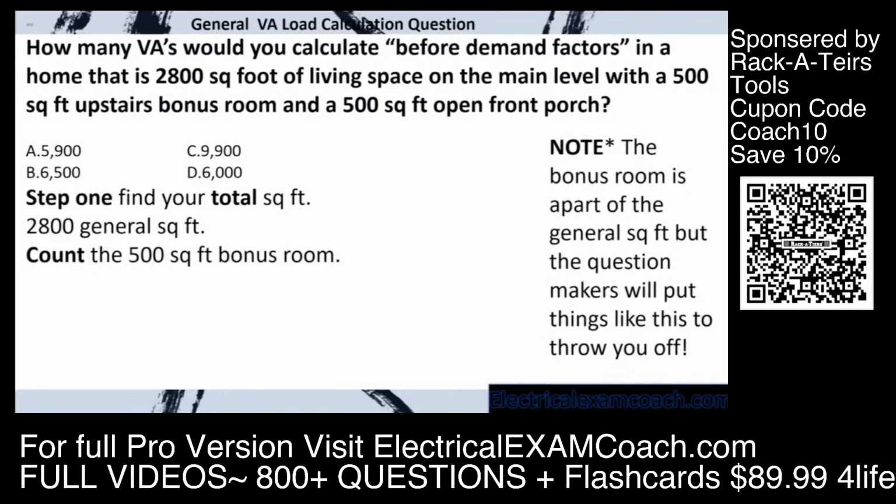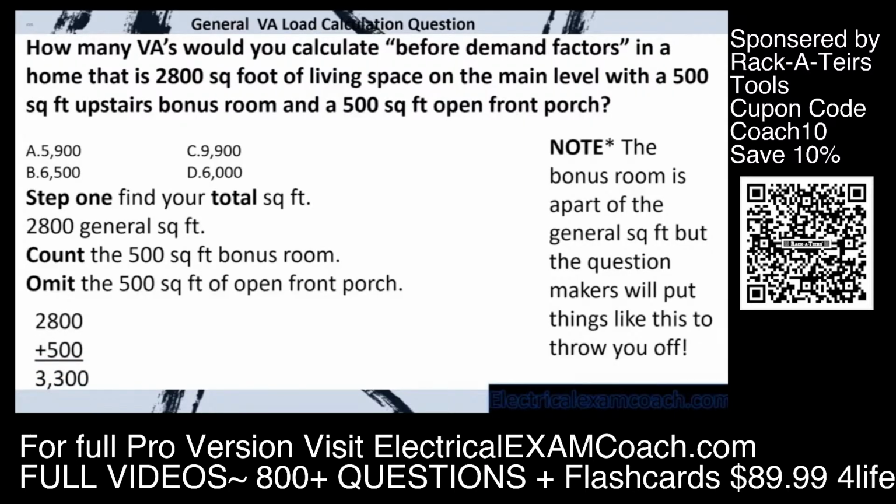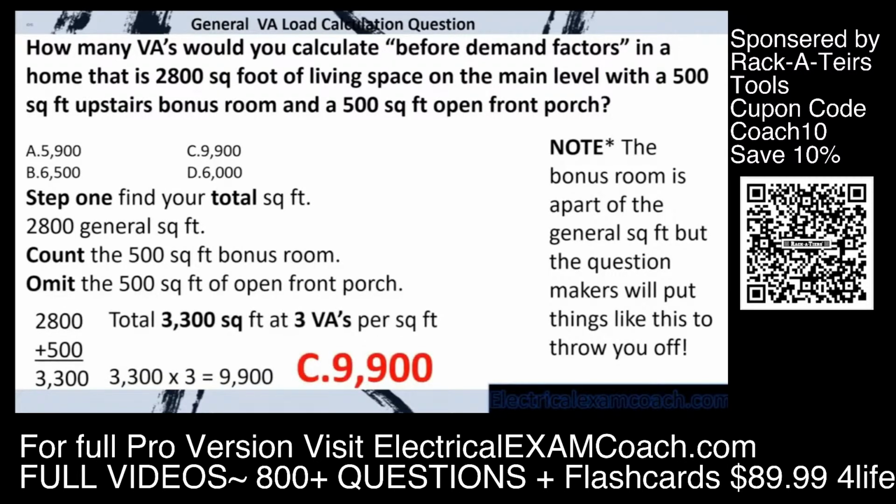I want to note that the bonus room is a part of the general square foot, but the question makers will put things like this in your test to throw you off. Then we are going to omit the open front porch. We total all this up and we get 3,300. Now we take our square feet multiplied by 3 VAs per square foot, and we're going to select C.